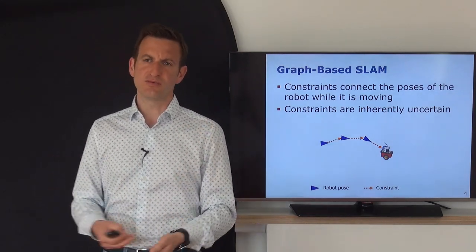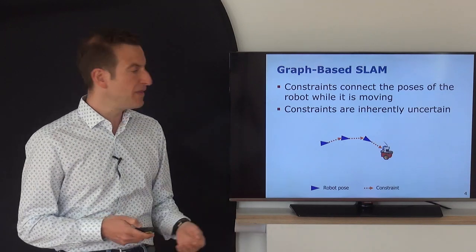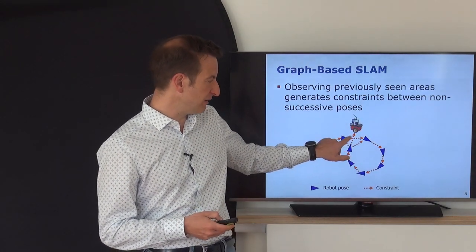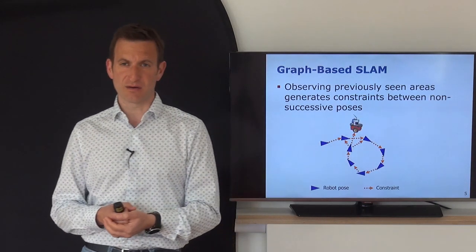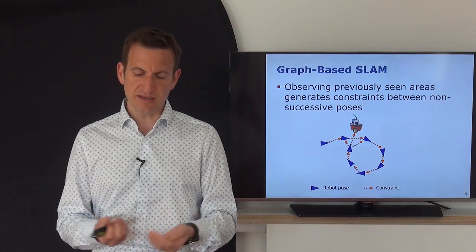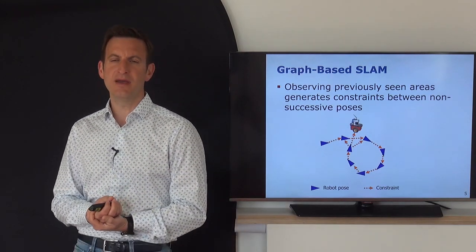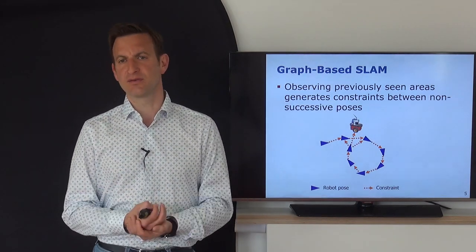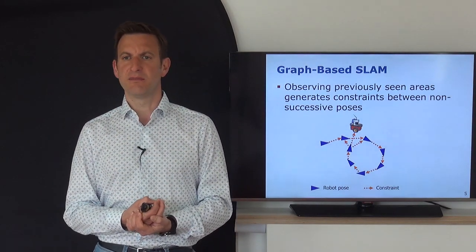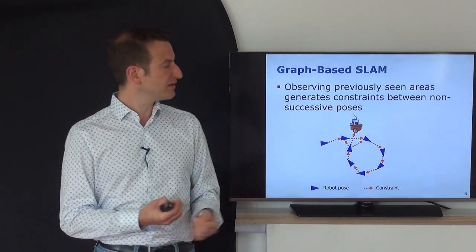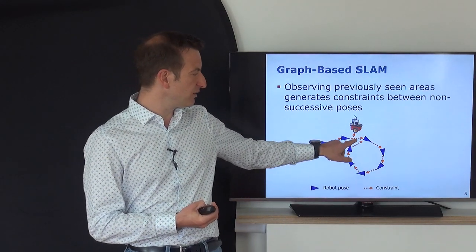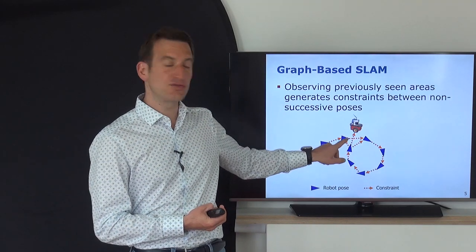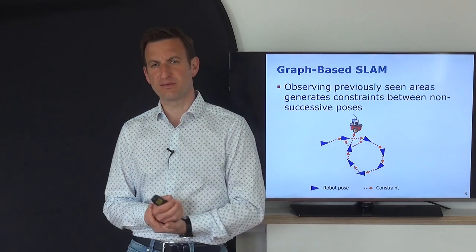And now the robot continues moving through the environment. At some point in time, it revisits a previously seen place. So it comes back to the same area over here. And this is one key element in the context of the SLAM problem, something we often refer to as loop closing. So the robot comes back to a previously seen place along its trajectory. And at that point in time, it can actually not only create these sequential constraints, but can also generate those constraints here to previous poses.